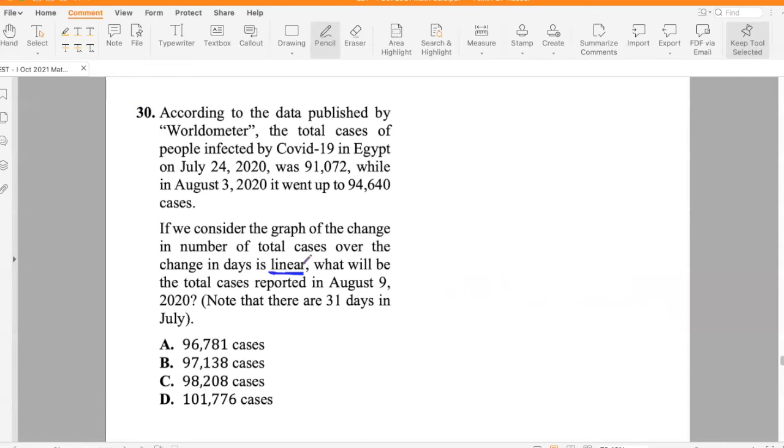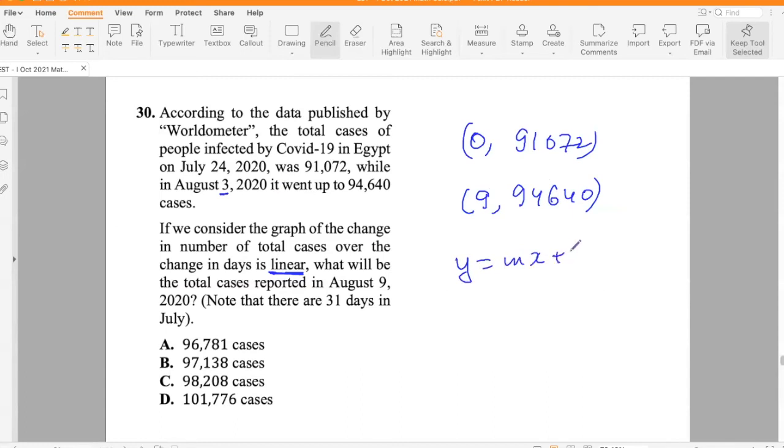Okay, so July 24, let's take this as the y-intercept. So 0, 91072, and August 3. So that's how many days? 25 to 31. So that's 6 plus 3, 9. So there are 9 days between that, and that is 94,640, right? So, okay, so then y is mx plus c.